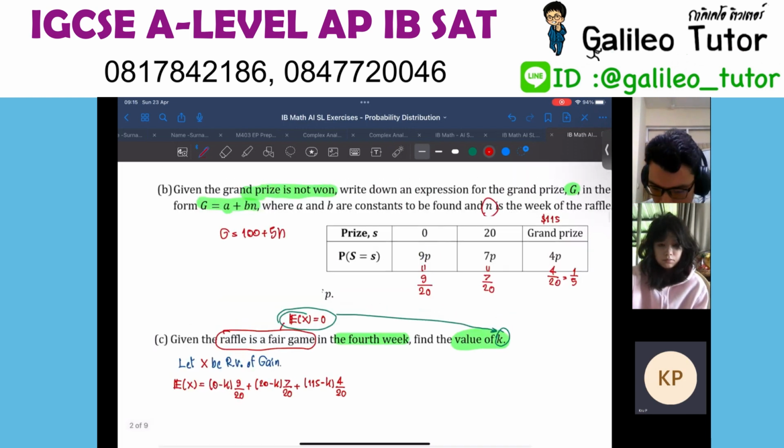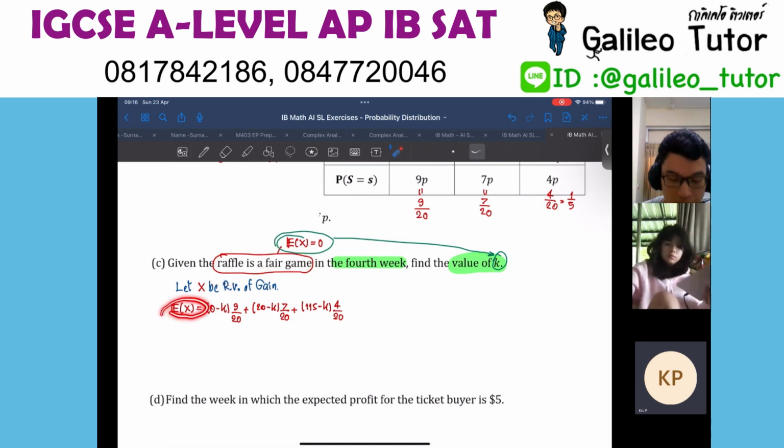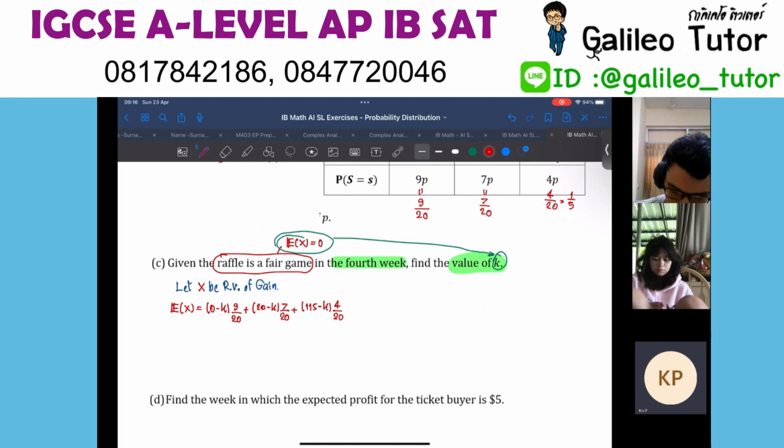Just like this. But when it comes to a fair game, the expected value must be 0. So this term must be 0. Then we have to solve for k from this equation. Can you solve this equation with me? Solve for k.